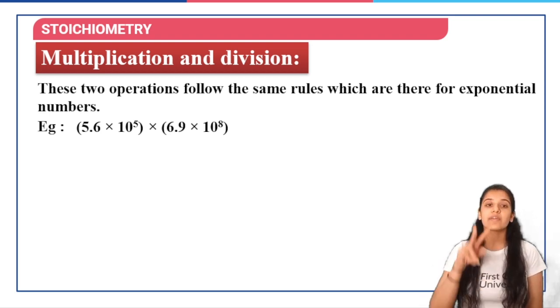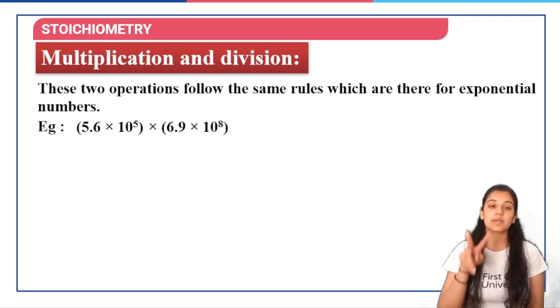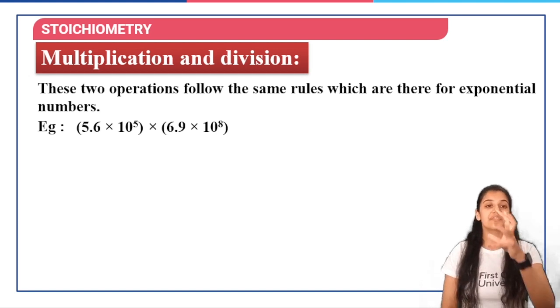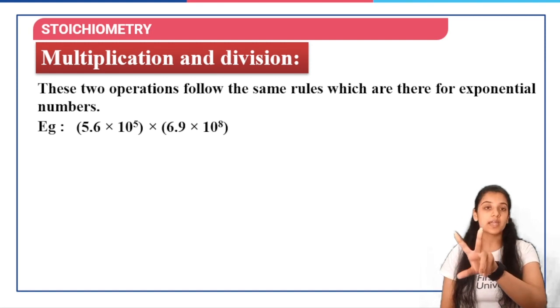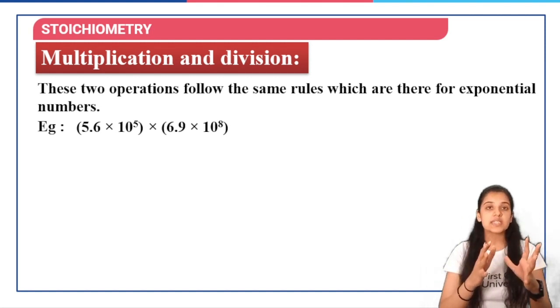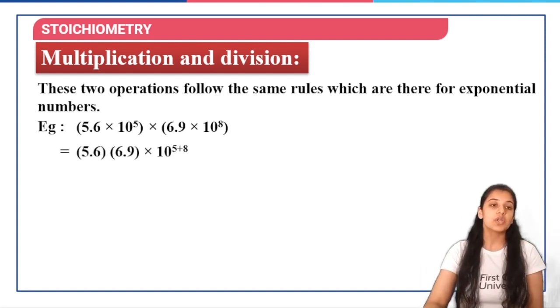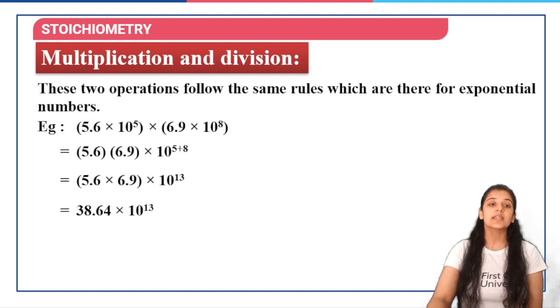Now we know whenever the same base numbers are going to be multiplied, that is 10 raised to the power 5 into 10 raised to the power 8, since base is the same, the powers are going to get added and whatever coefficients are there, they are going to be multiplied. So 5.6 and 6.9 are going to be multiplied. 5 and 8 will be added in the exponent. So we get the answer as 38.64 into 10 raised to the power 13, which is not the scientific notation. The decimal has to be after 1 point. That is 1 unit place. So that's going to be 3.864 into 10 raised to the power 14.